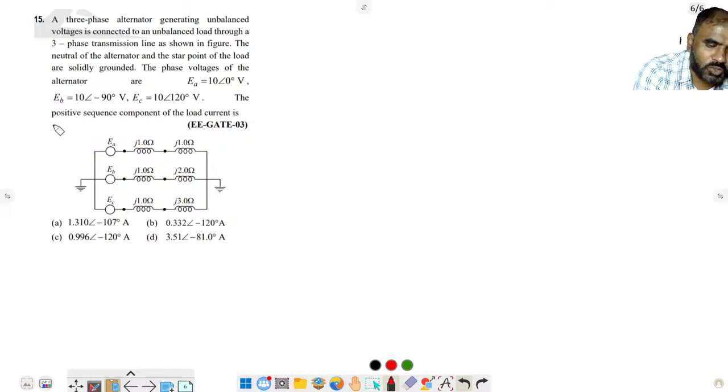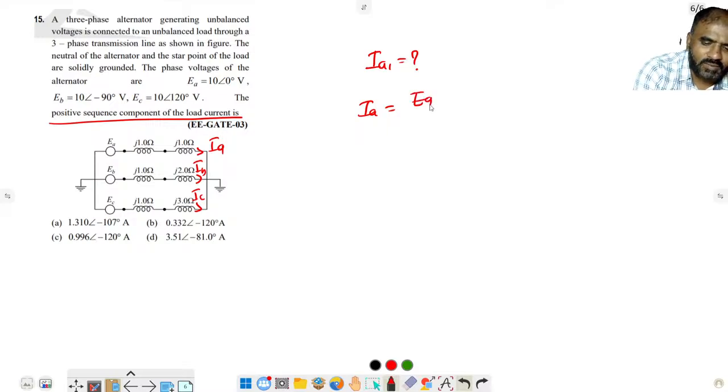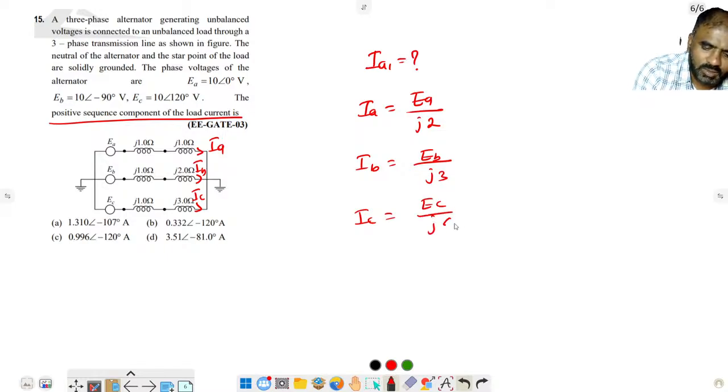What is asked? The positive sequence component of the load current, that means again IA1 is asked. You know the formula for IA1, but you should know what IA, IB and IC are. Very simple. IA is EA divided by the impedance j2, IB is EB by j3, and IC is EC by j4, because both neutrals are joined directly.